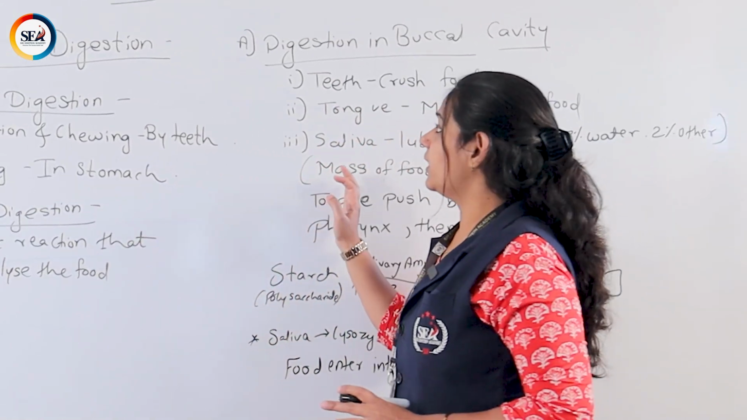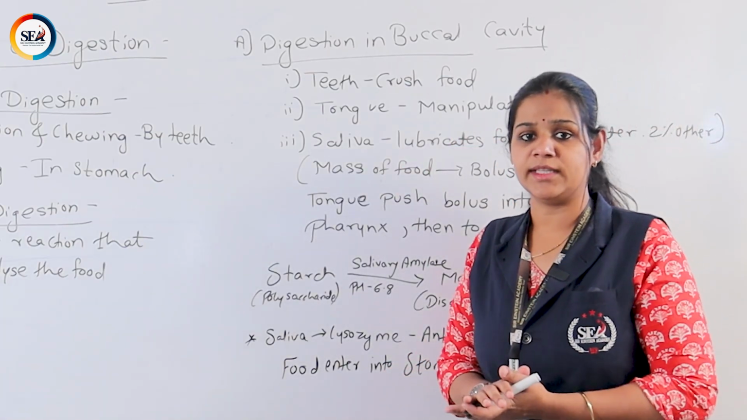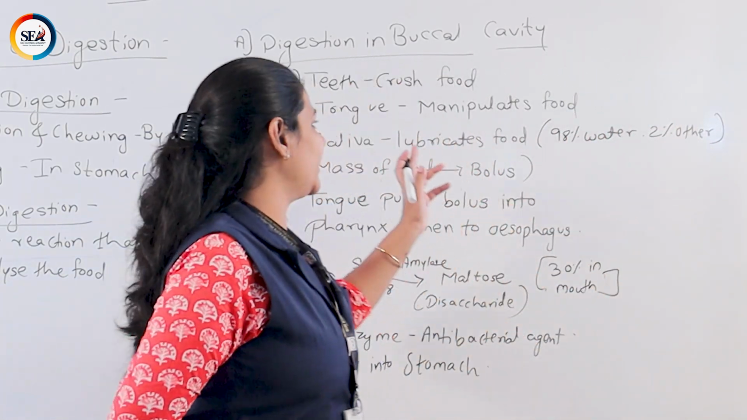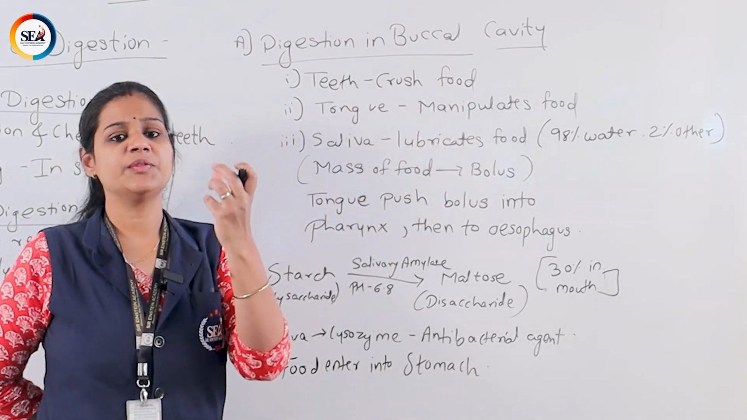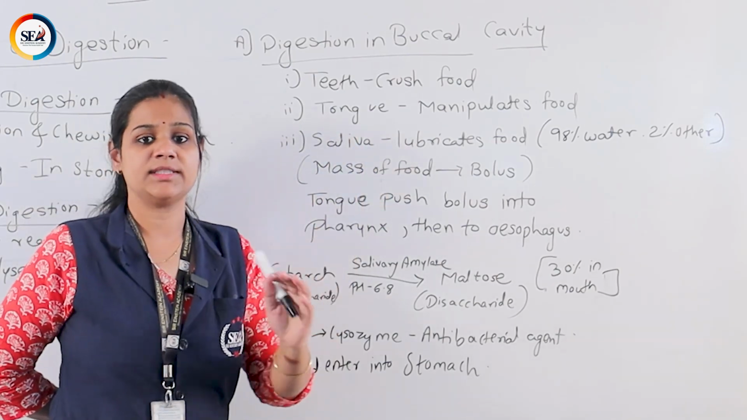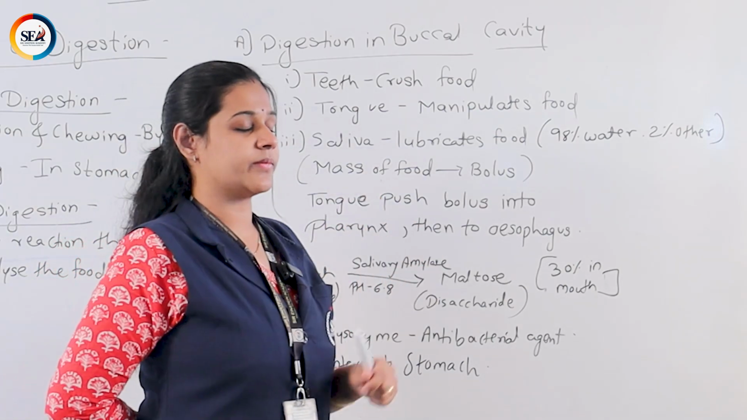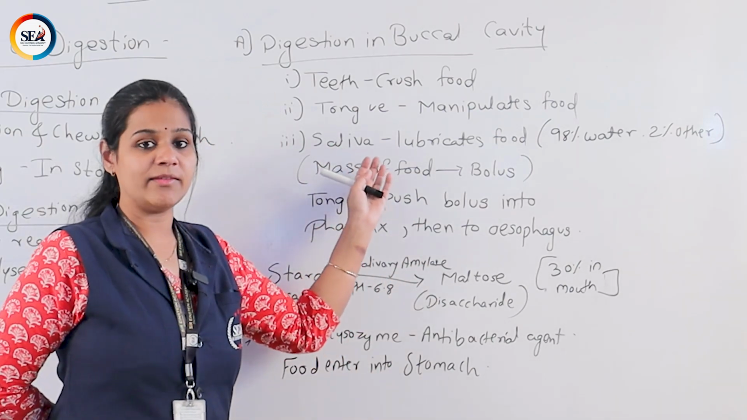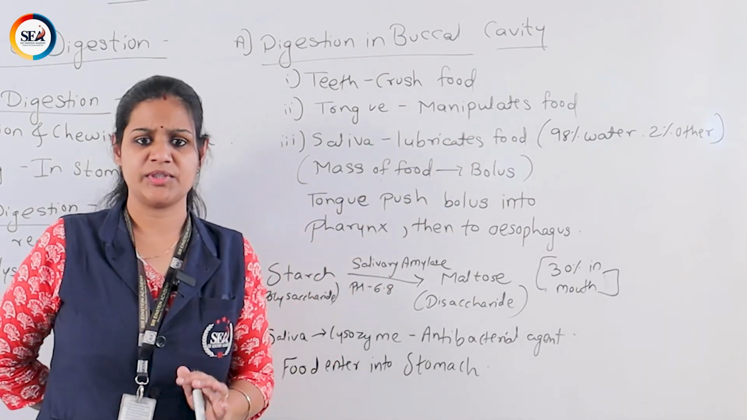Next is the digestion in buccal cavity, that is the digestion which takes place in the mouth. First, the teeth churn the food, that is the food is broken down into small pieces. Second, tongue manipulates the food. Third, saliva. Saliva contains 98% water and 2% other substances.